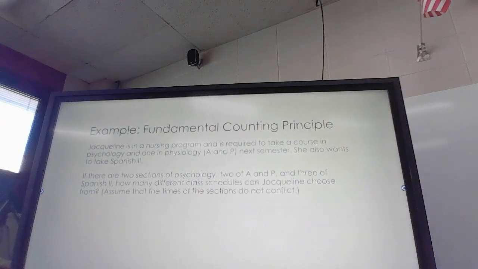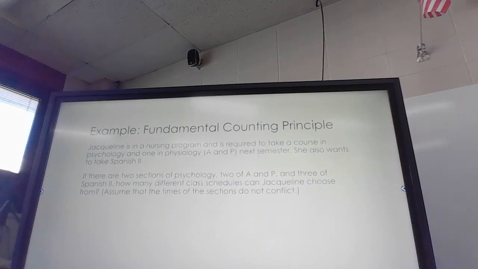So here's an example. Jacqueline is in a nursing program and is required to take a course in psychology and one in physiology, which we're going to call A and P, next semester. And she also wants to take Spanish 2. If there are 2 sections of psychology, 2 sections of A and P, and 3 sections of Spanish 2, how many different class schedules can Jacqueline choose from?